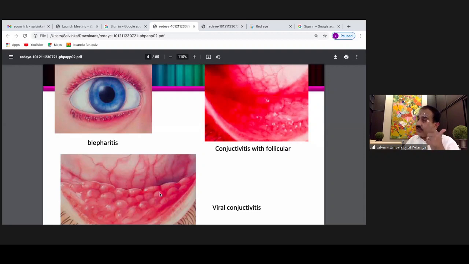And out of that, an important group of bacterial conjunctivitis is there. We will discuss ophthalmia neonatorum after this.